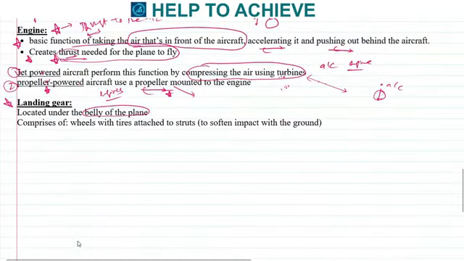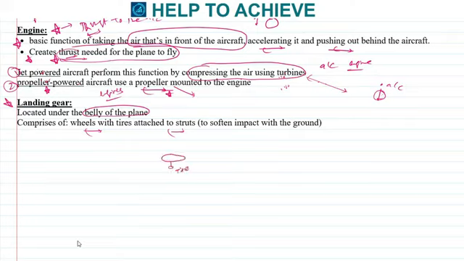What does the landing gear consist of? It consists of wheels with tires attached to struts. This is the body of the aircraft, and here one small tire will be there, and this attachment is nothing but the strut. This is the landing tire or landing wheel, and this entire component is the landing gear. What the strut does is it helps to soften impact with the ground.